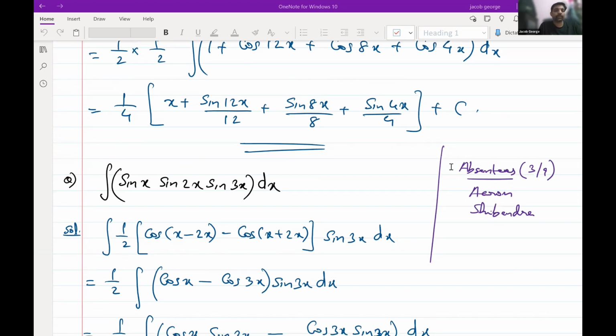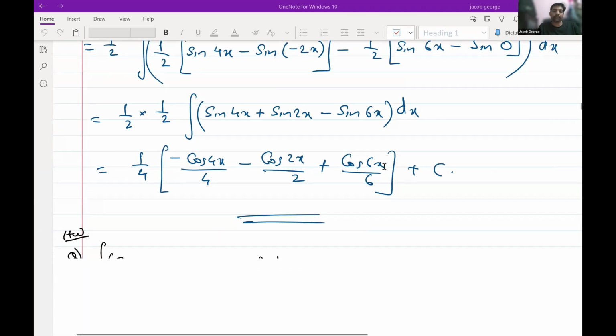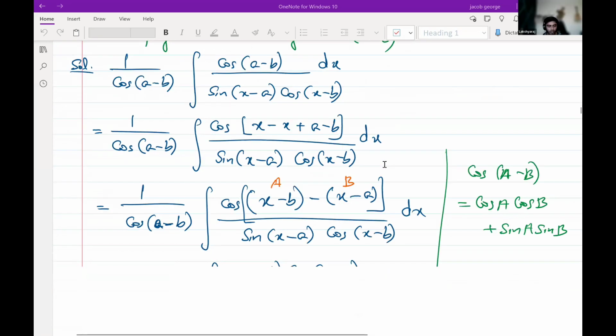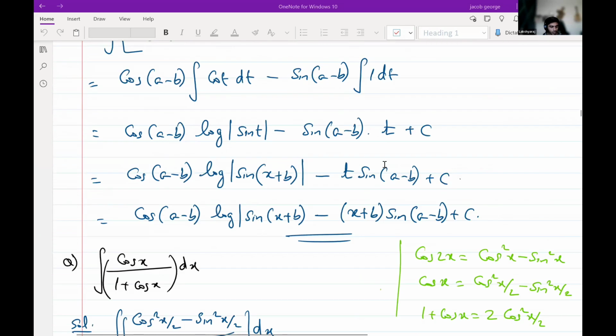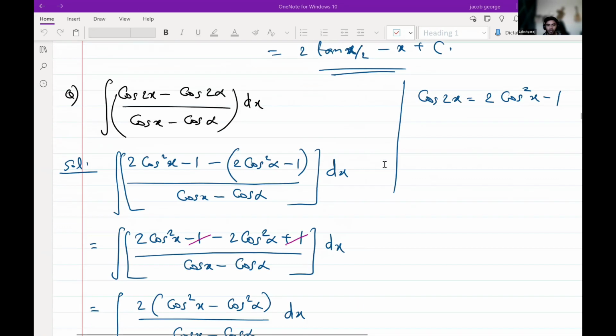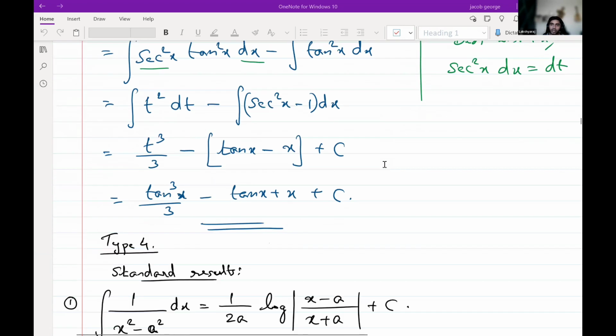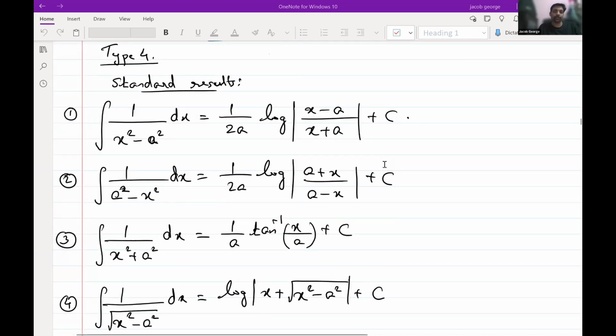Now, after this topic, we get the standard results. Six standard results are there, in the form 1 by x square minus a square, 1 by x square plus a square, etc. So we move to those six standard results. The special forms. I think you know something about this, right? You know this form?